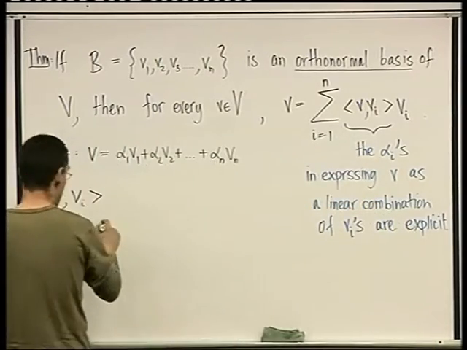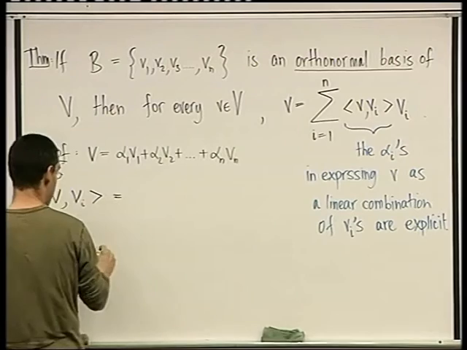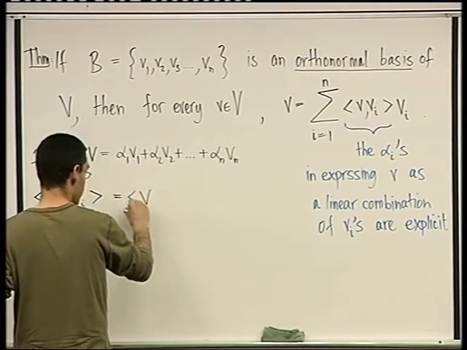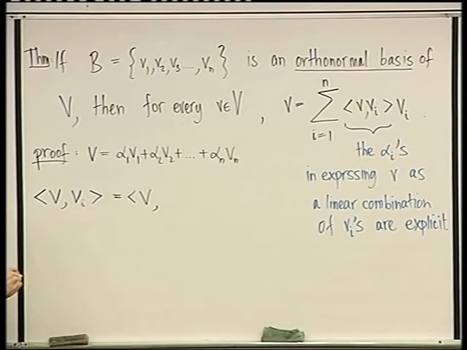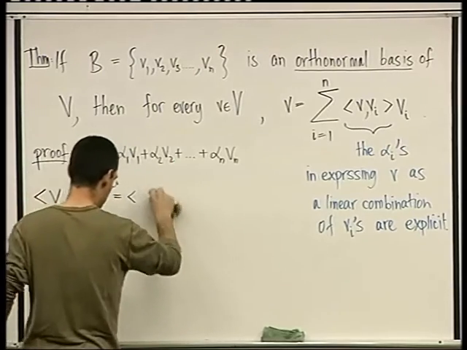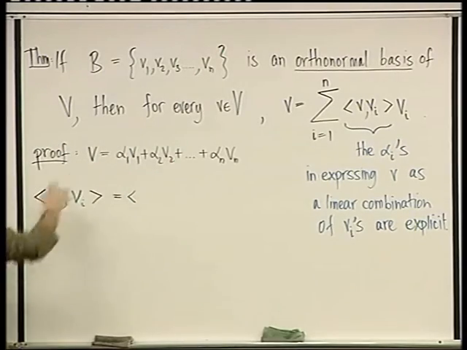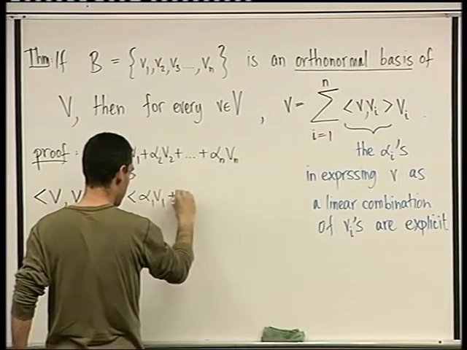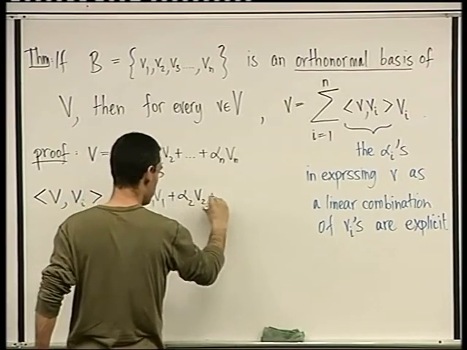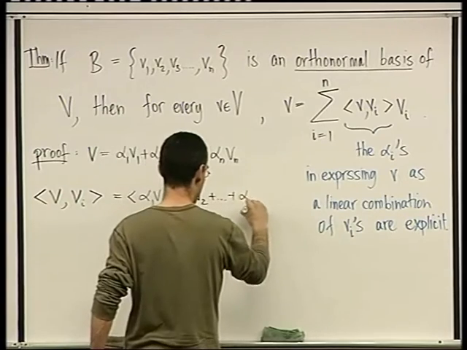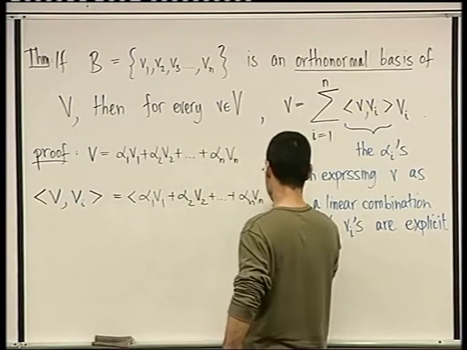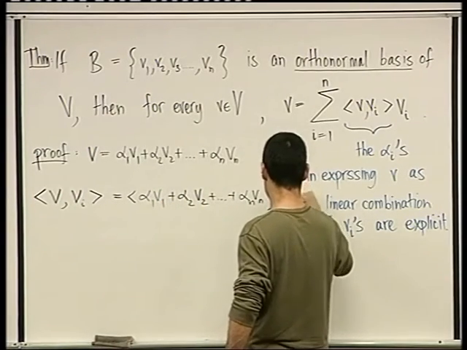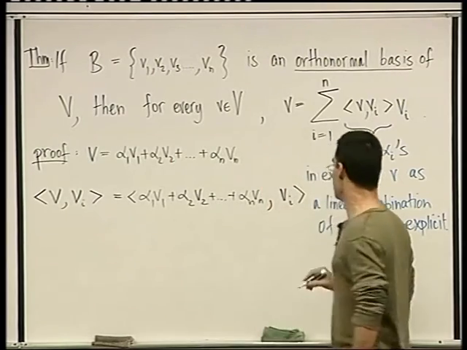So what is the inner product of v and vi? Instead of v, I want to write what v is: alpha 1 v1 plus alpha 2 v2 plus dot dot dot alpha n vn, comma, and now I'm taking the inner product with vi. Do you agree?